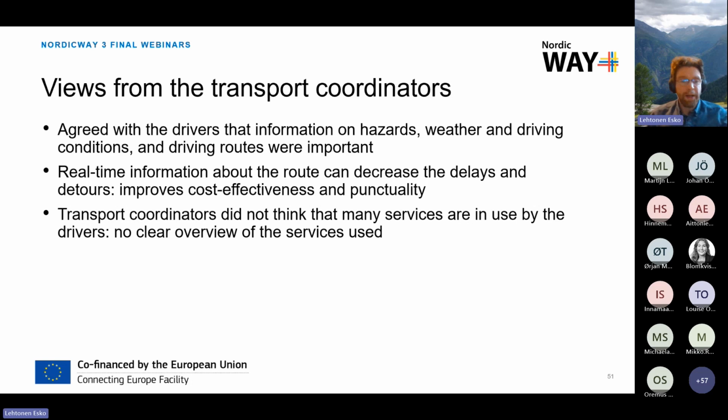So what are the views from the transport coordinators? They are of course looking at the same thing from a very different perspective. They agreed with the drivers that information on hazards, weather, and driving conditions is very important. Also information about the driving routes. And they especially considered that this kind of real-time information about the route can decrease the delays and detours needed. And that, of course, improves cost effectiveness and functionality of the transports.